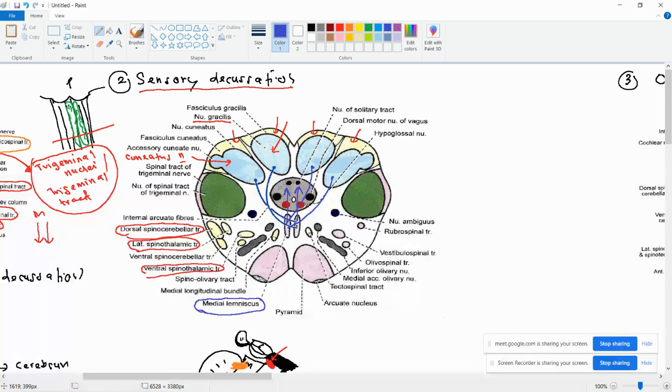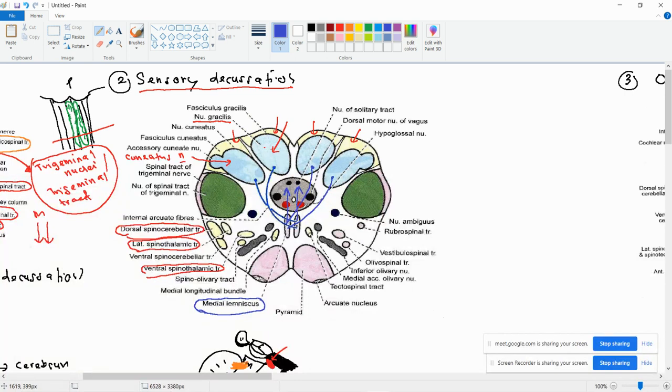So far, second question, class. These are the differences between the sensory decussation level and the pyramid decussation level. Second question, class. Clear, class? Clear, sir.